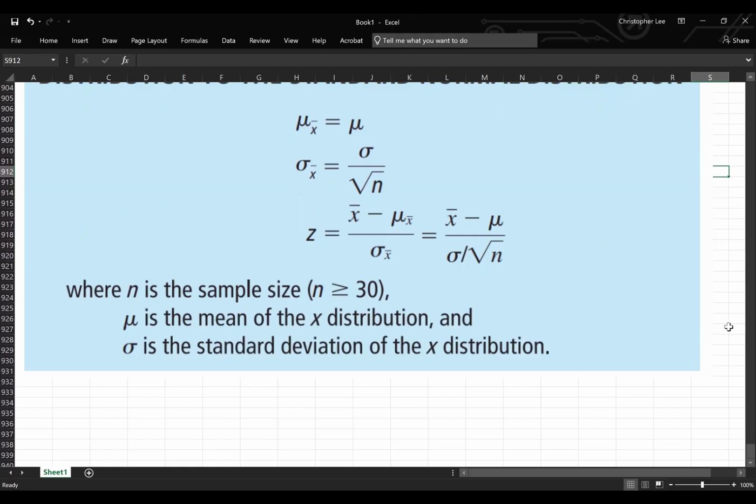Mu is the mean of the X distribution, and sigma is the standard deviation of the X distribution. All right? Questions on this?